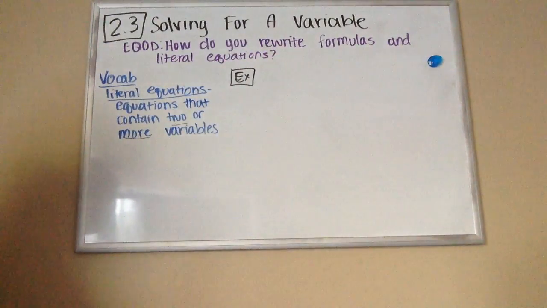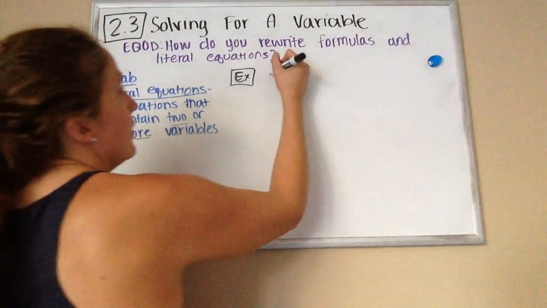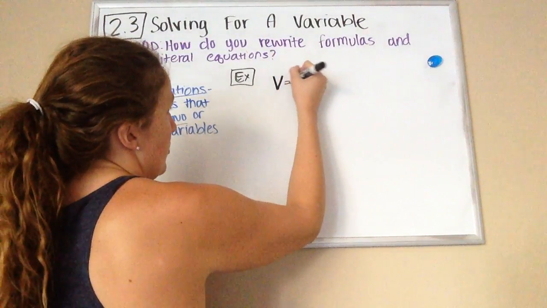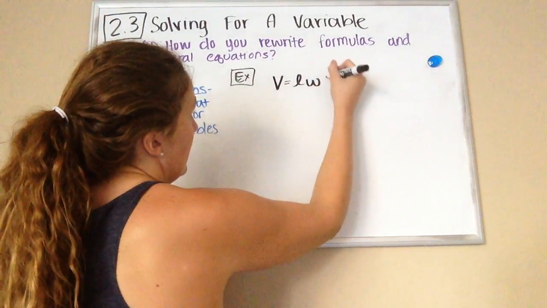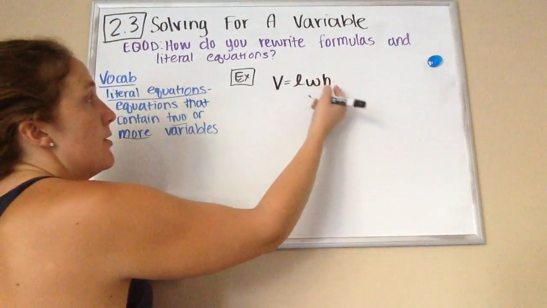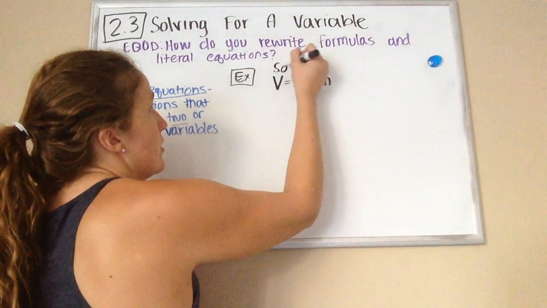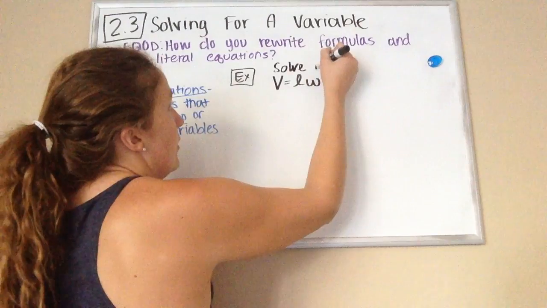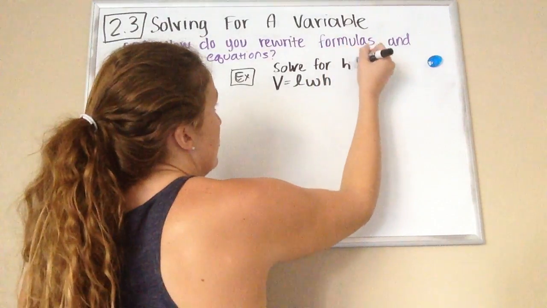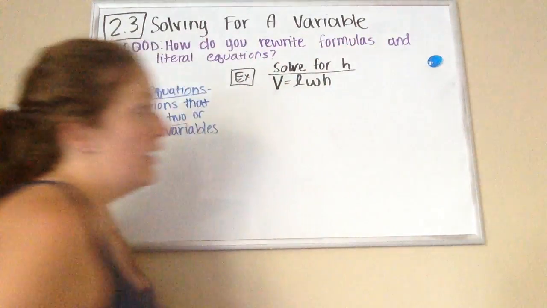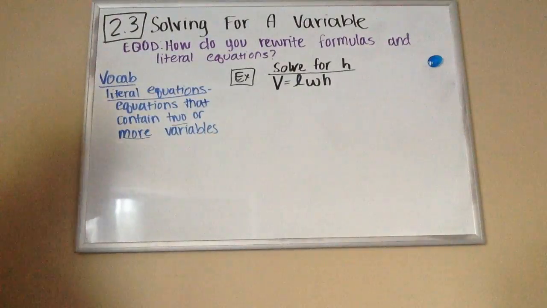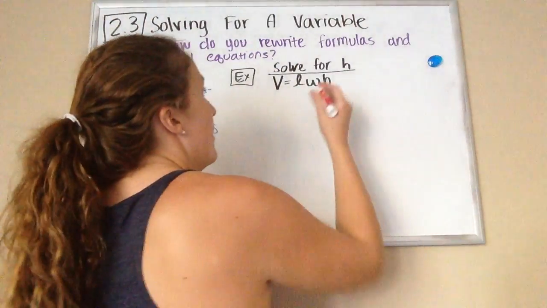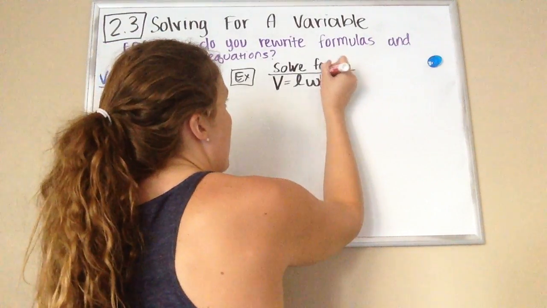And it's going to be the equation volume is equal to length times width times height. So V equals L times W times H. And our instructions are going to be to solve for H. What that means is that we want to get H by itself. We want H on its own side of the equal sign. I'll put a little box around H to say we want it all alone.